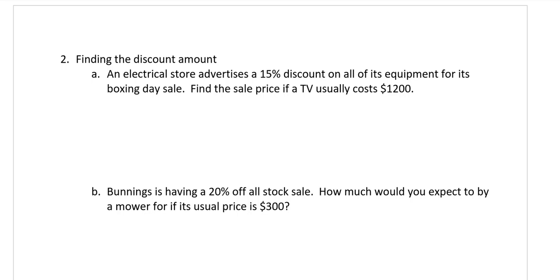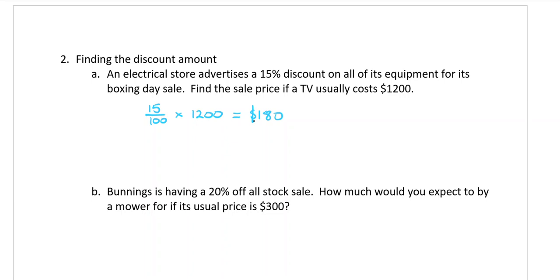So it's having a discount on all its equipment for the Boxing Day occasion. If the TV usually costs $1,200. So the first step is the same. You find 15% of the 1,200. And we type it in. And that's $180 discount they're going to get.